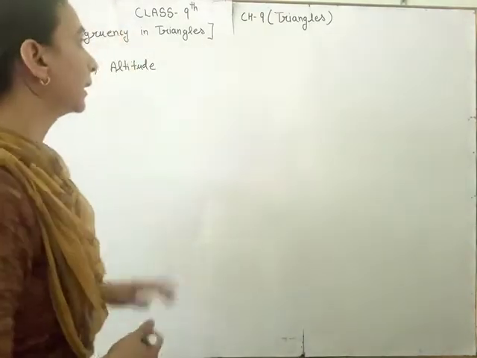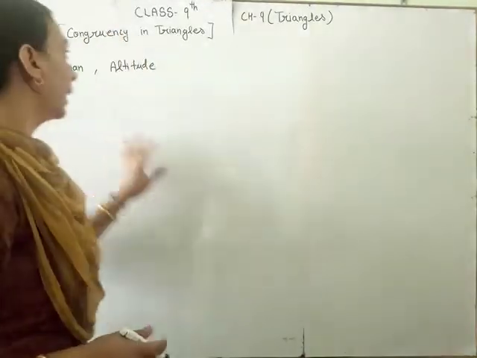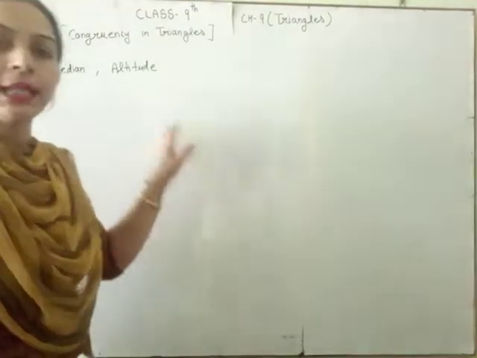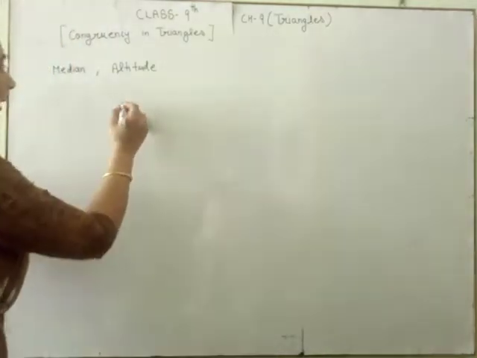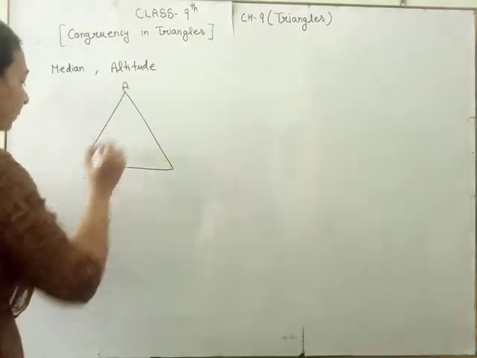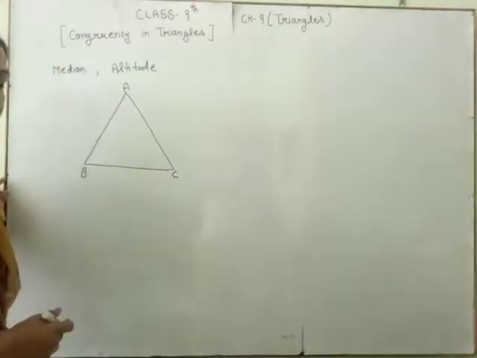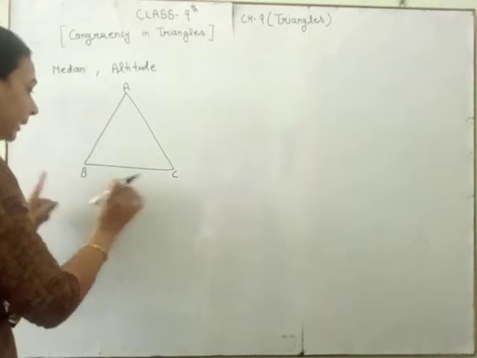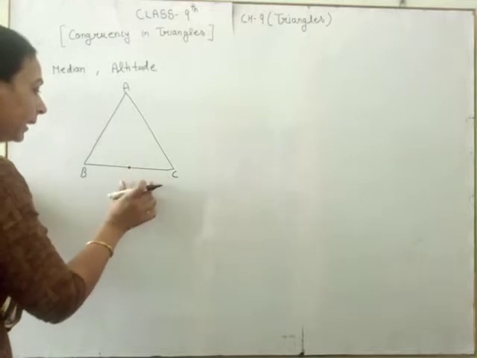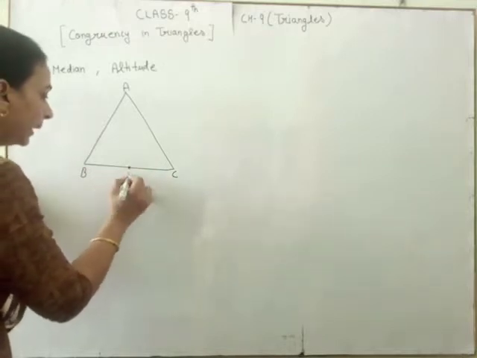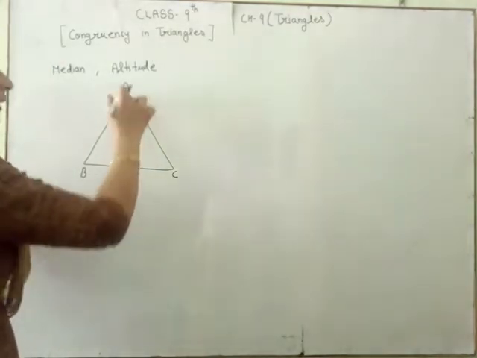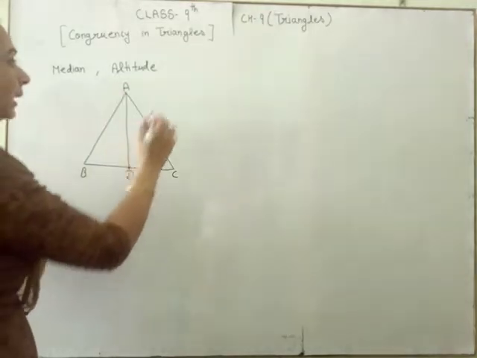Before starting the conditions for congruency, first I explain about a median and an altitude. What is the median and what is the altitude of a triangle? First, if we have any triangle A, B and C. Okay, students. If we take the midpoint of BC, that means between B and C, let this point be D. If we join A and D, then this is the median.